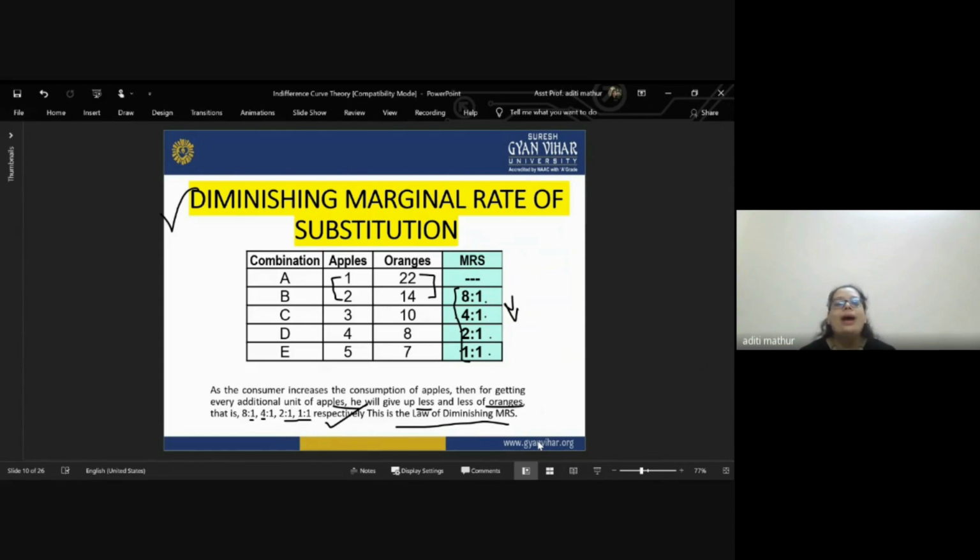In examination, if you have a short question to state what you mean by the law of diminishing marginal rate of substitution, give the definition, draw the schedule, calculate the MRS, and then write the conclusion point that as the MRS is diminishing, and this is why: to get more of every additional unit of apple, less and less units of oranges are sacrificed, and because of this nature, that less units of oranges are sacrificed to get more units of apples, our MRS is diminishing, and this is known as the law of diminishing MRS.